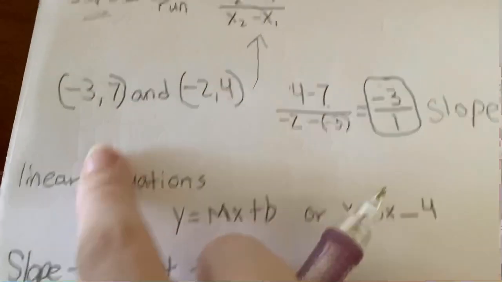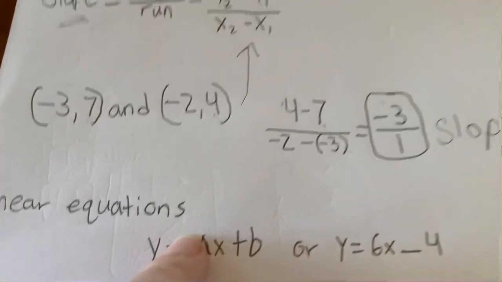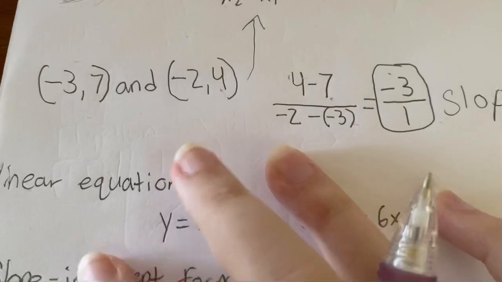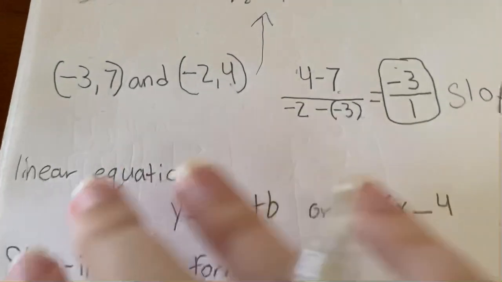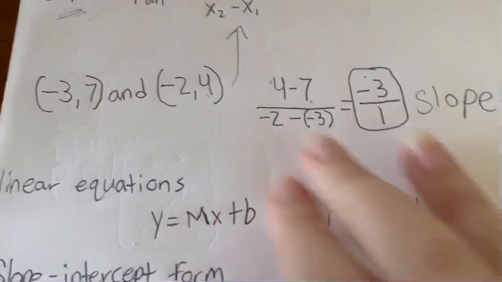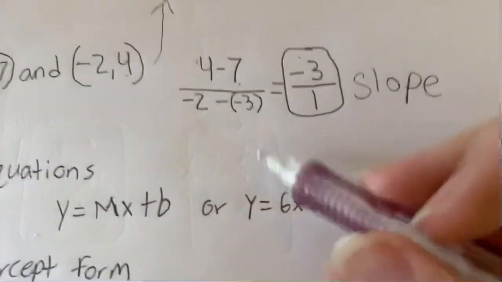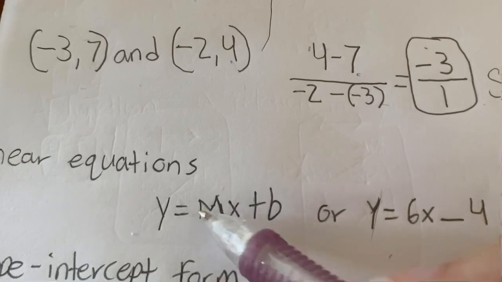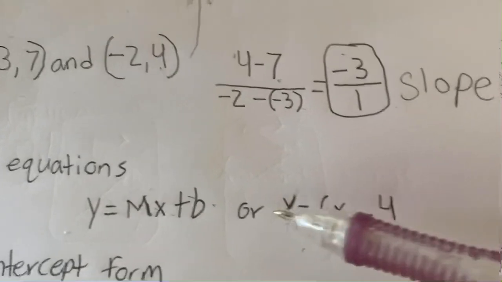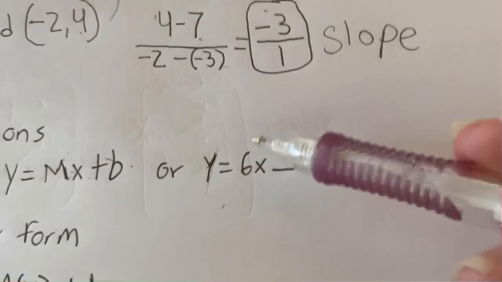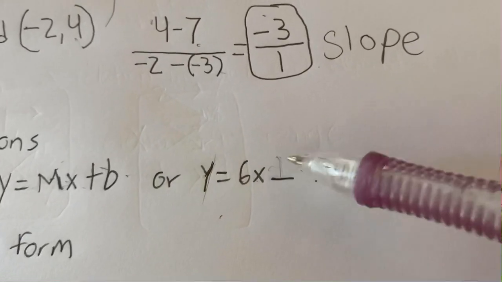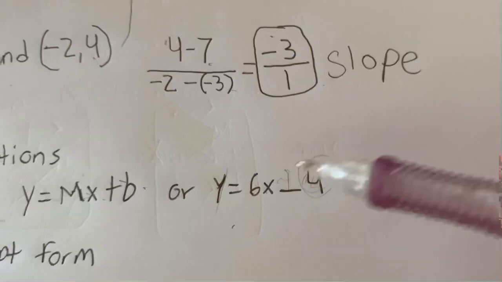The next thing that it goes over is linear equations. In this one, it mostly just goes over slope-intercept form, which we will get into, but this is just an example of a linear equation. This is slope-intercept: y equals mx plus b. To make it simpler, y equals 6x, depending on what it is, plus or minus 4.